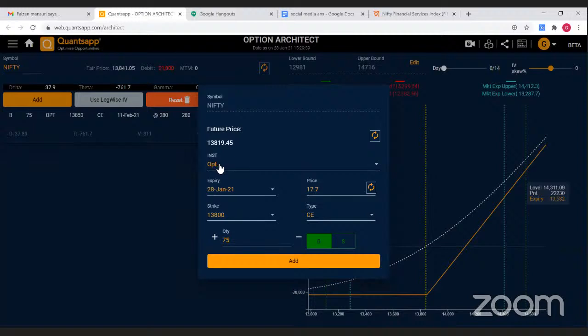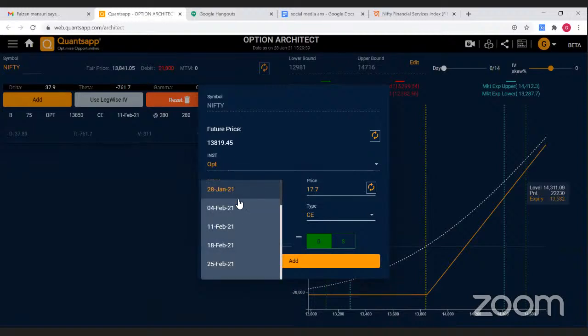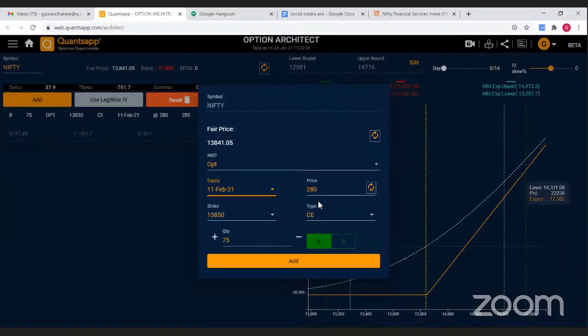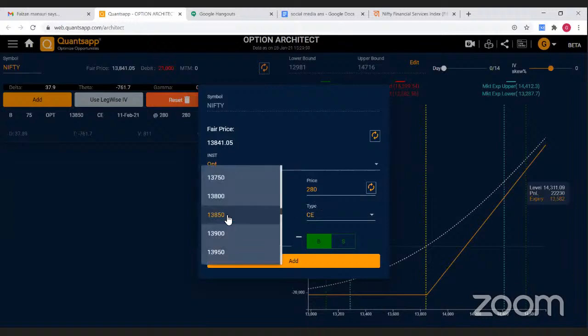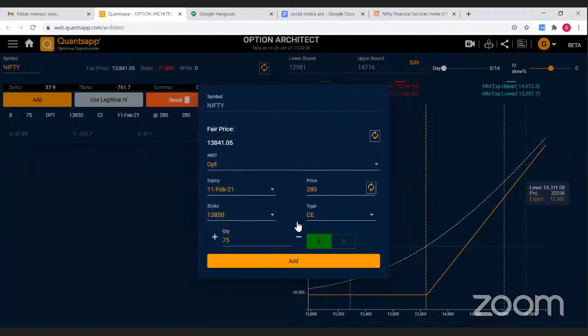So we're going to take options. We're going to take our expiry on 11th Feb, at the same strike price. We already have a call option, so let's take a put option of the same strike, and we are buying it.